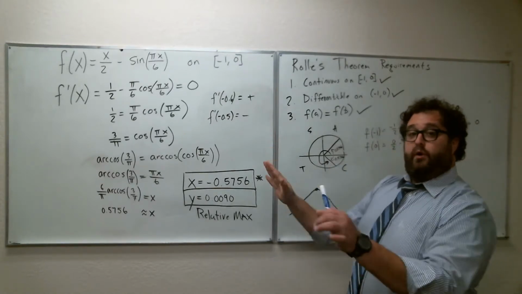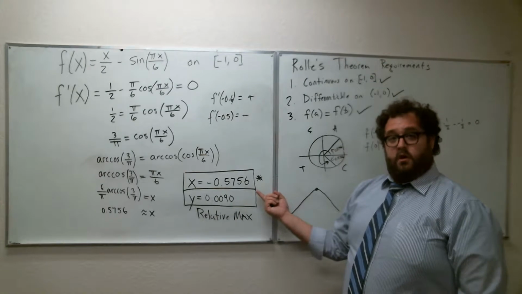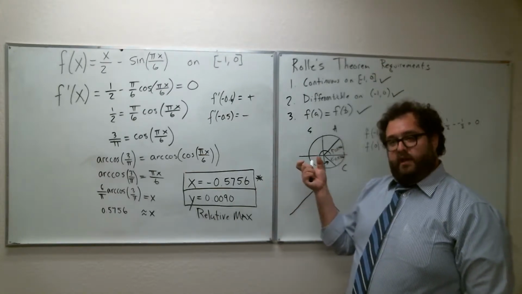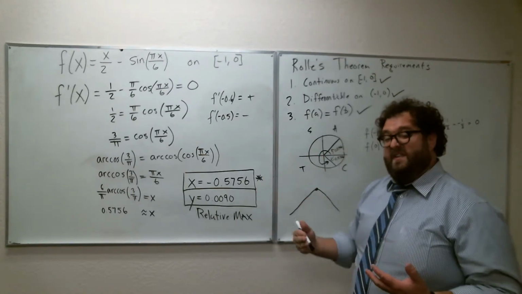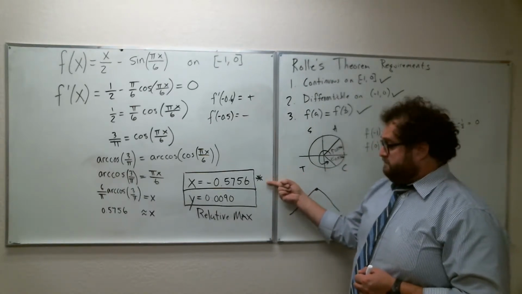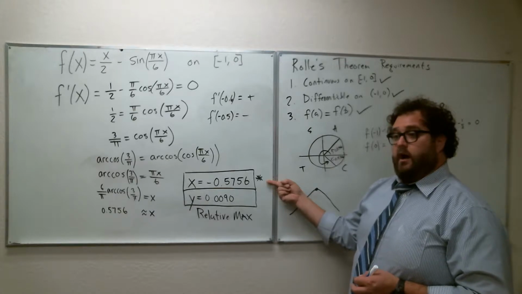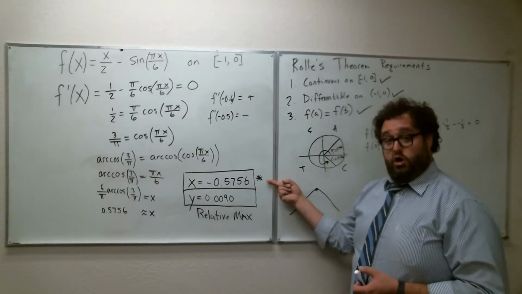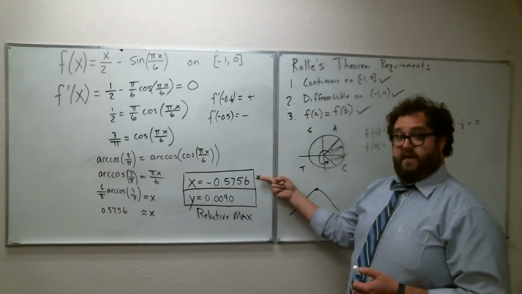Now, as far as Rolle's theorem is concerned, that's all we need. Rolle's theorem usually just asks for the value of x. Usually we say the c value. C is just a specific x value, the value of c where that horizontal tangent line occurs. So there's the x value, the c value.